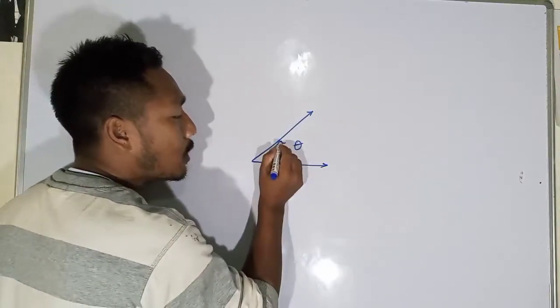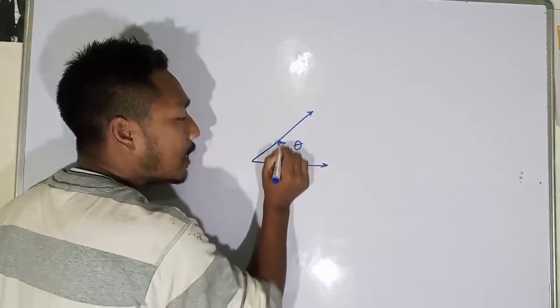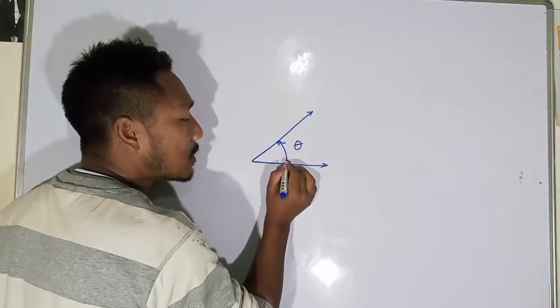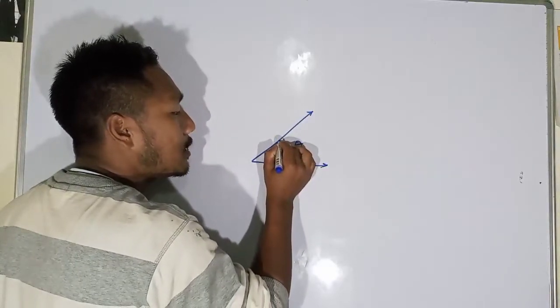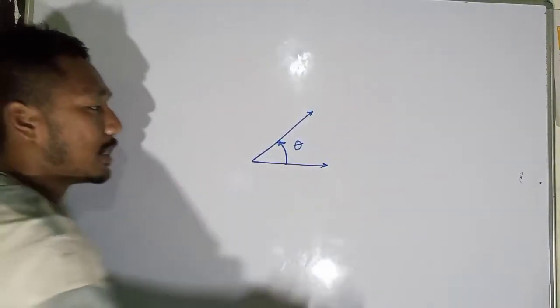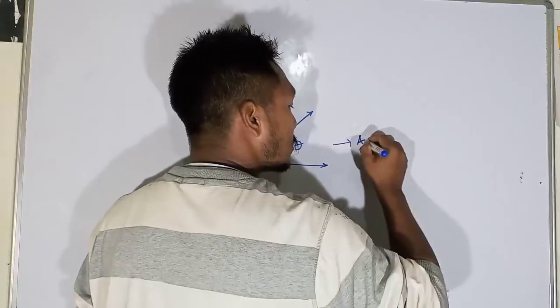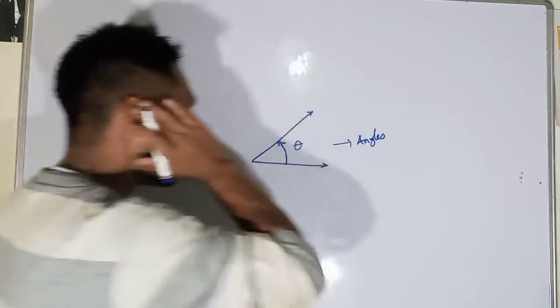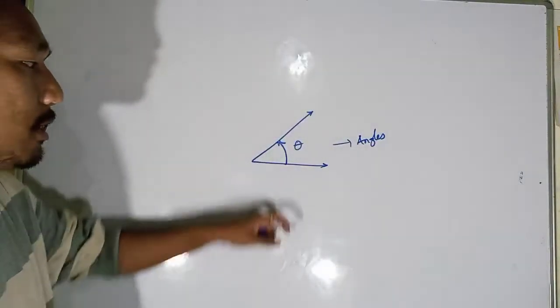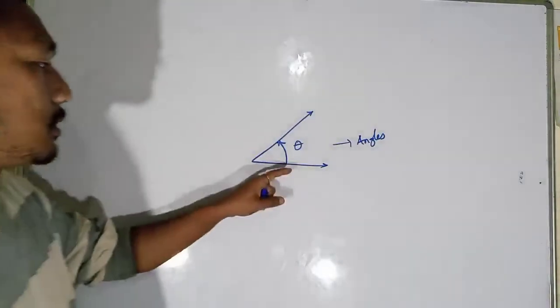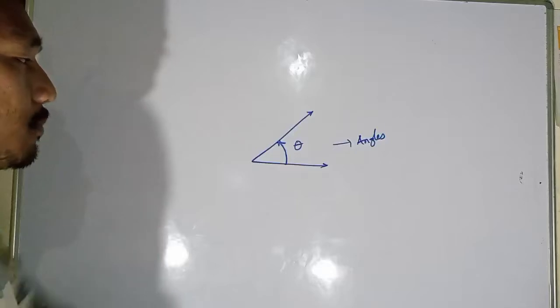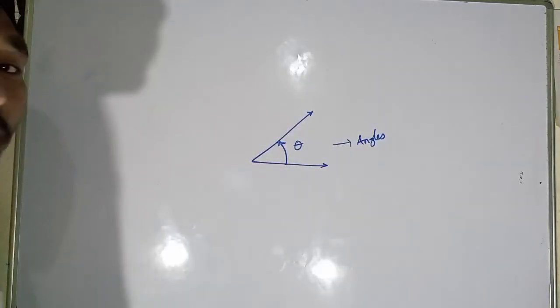So the distance between this line and this line, a radial distance between these two lines, is what we call the angle. It is a radial distance, or a circular distance, between the two lines. Between the two lines is what we call the angle.